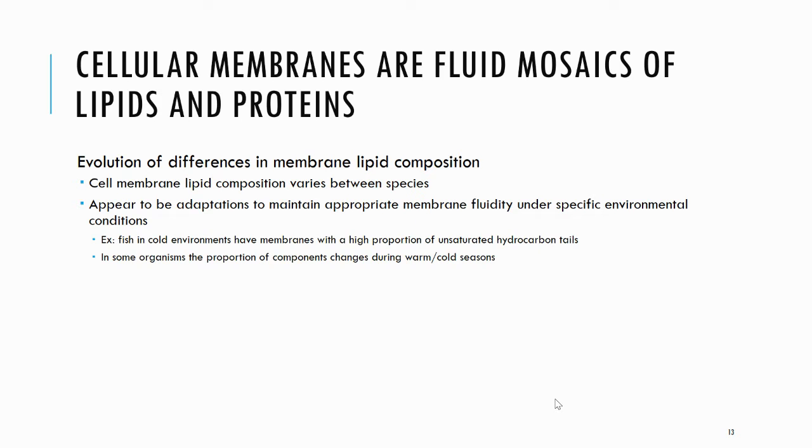The cell membrane lipid composition varies between species, and there appear to be adaptations to maintain appropriate membrane fluidity under specific environmental conditions. For example, fish that live in cold environments have membranes with a high proportion of unsaturated hydrocarbon tails. And in some organisms, the proportion of components will change during the warm and cold seasons. So depending on where the organism lives, their lipids may be slightly different.